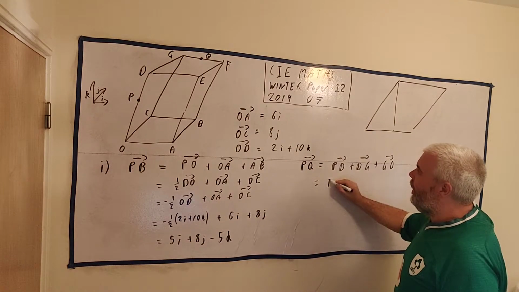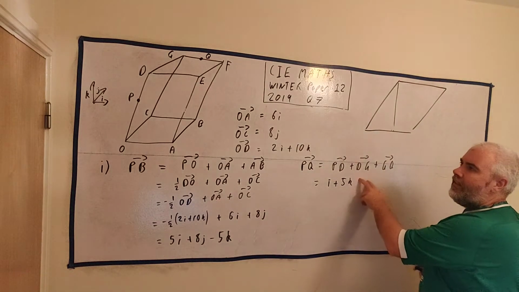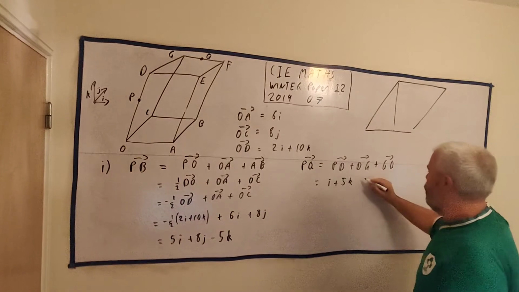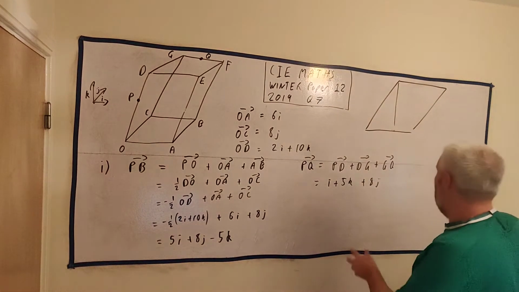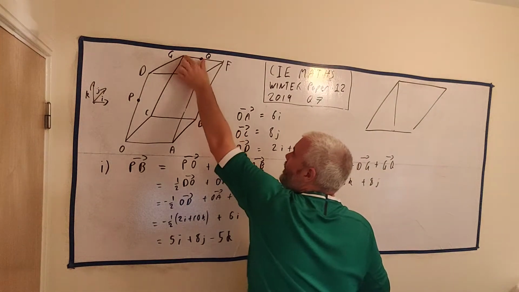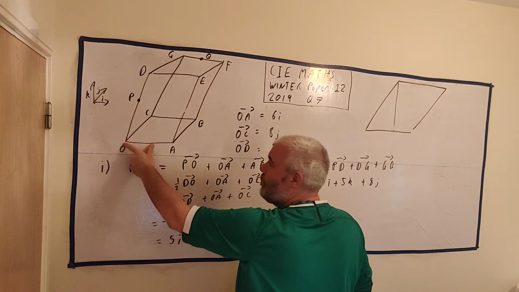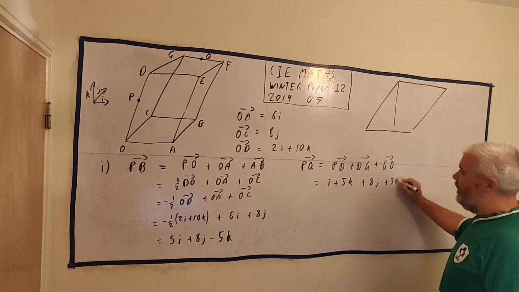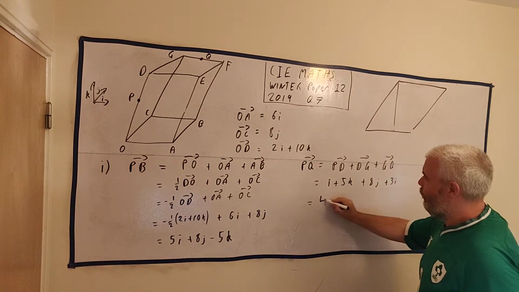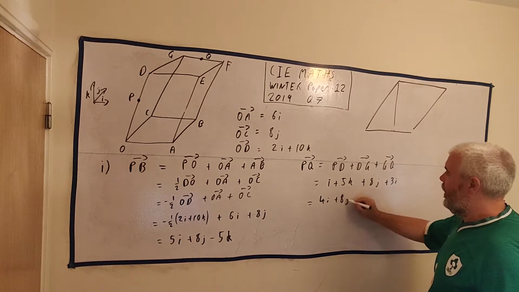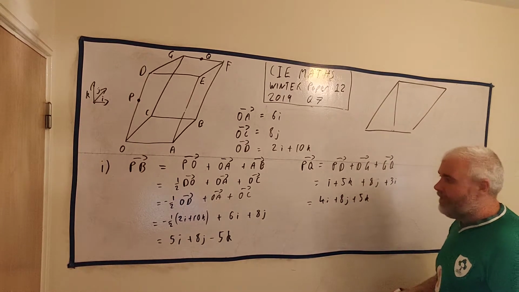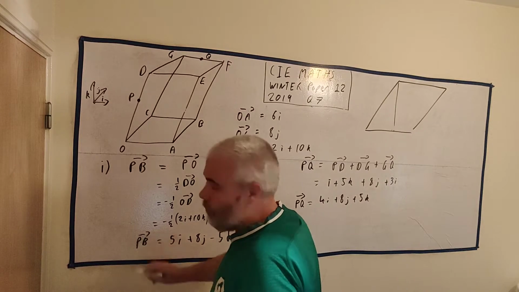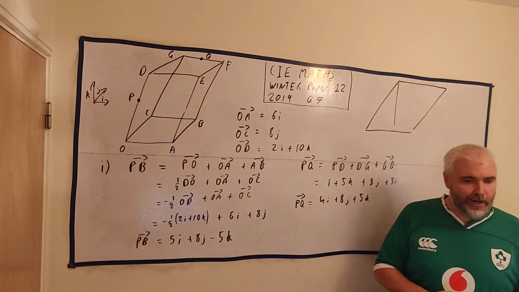Okay, so PD is half of OD. Half of OD is i plus 5k. DG is the same direction and length as OC. So that's plus 8j. And what was the last one? GQ. GQ is half of OA. Same direction, but half the length. So half of OA, where's OA? Here it is. Half of 6i is 3i. Let's clean this up. All the i's, we get 4i. All the j's, 8j, and all the k's is 5k. That's the two answers here. PQ is equal to this, and PB is equal to that. That's all of part one. Yes, that's part one answered.